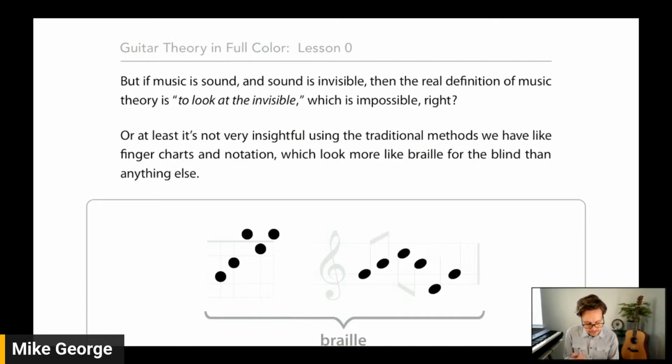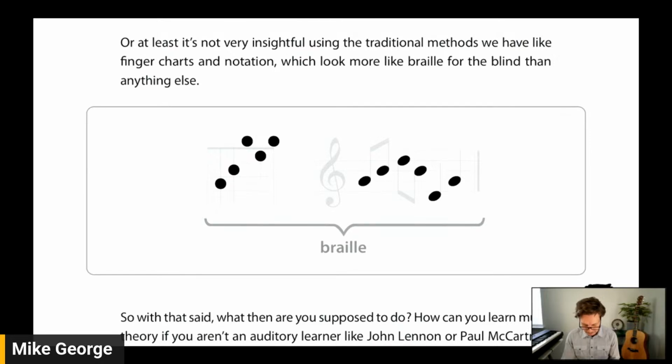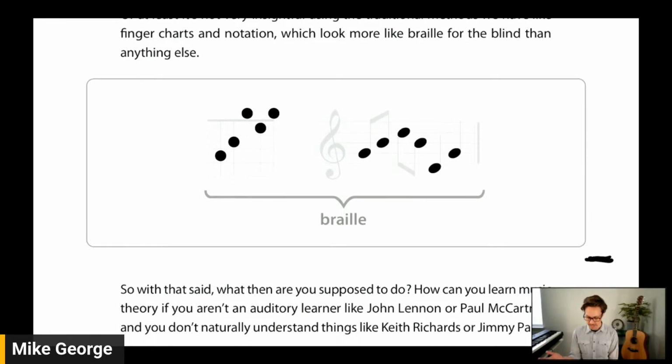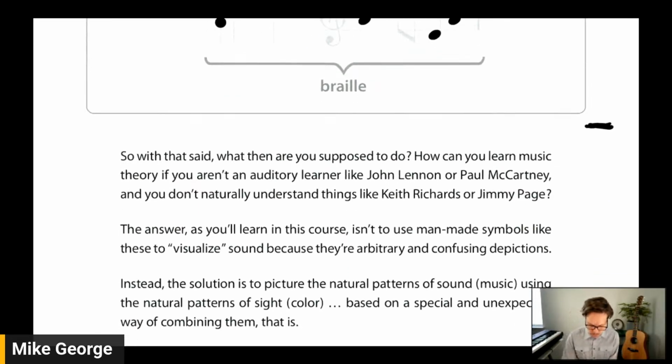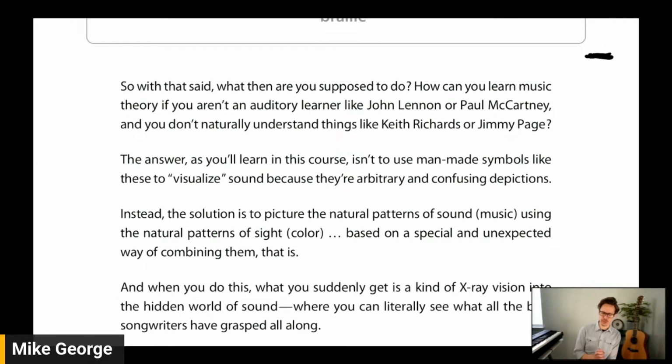Or at least it's not very insightful using the traditional methods we have, like finger charts and notation, which look more like braille for the blind than anything else. They really do. If you look at tablature and notation, it's a bunch of black dots that without context don't convey much, if anything at all. So with that said, what are you supposed to do? How can you learn music theory if you aren't an auditory learner like John Lennon or Paul McCartney, and you don't naturally understand things like Keith Richards or Jimmy Page?